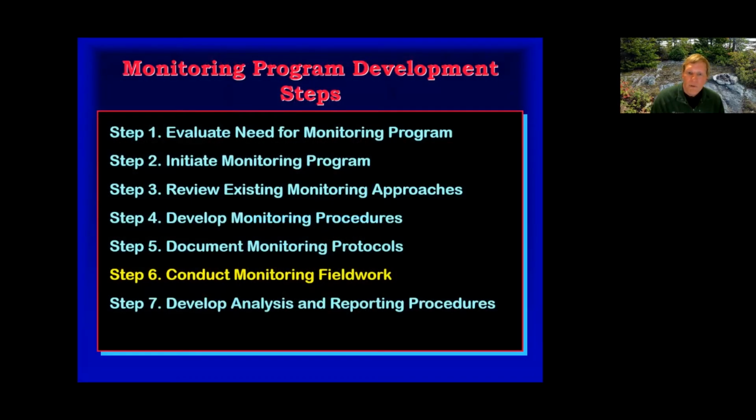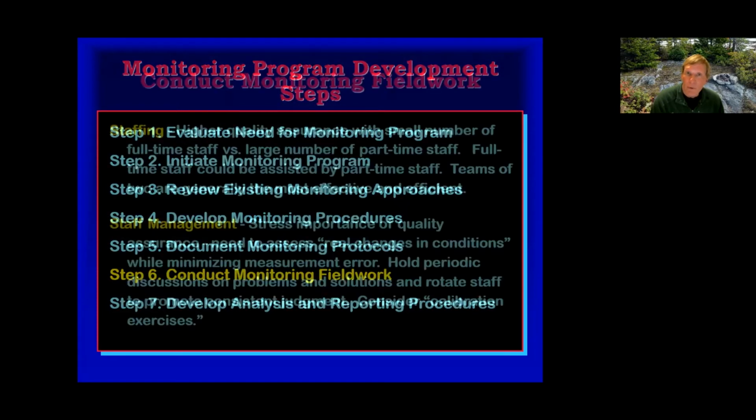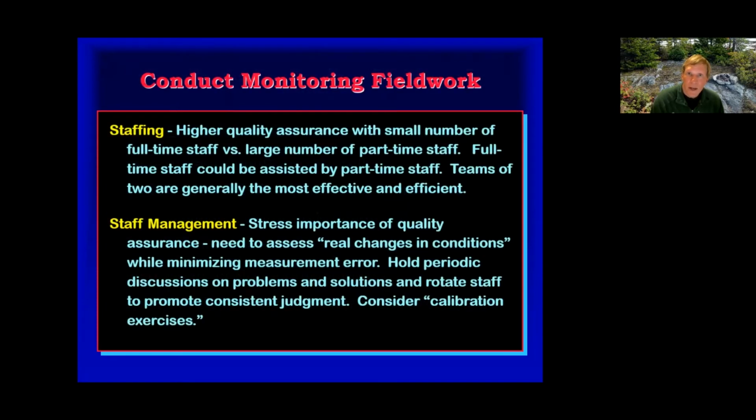anytime. Step 6, conduct the monitoring field work. There's some issues there that are pretty important. Staffing, as I said, in most cases, we're talking about college kids that are working seasonally. Sometimes it might be full-time employees collecting data, and other times it could even be a trail club volunteer. But I want to emphasize that it is always better to have a small number of staff doing this work full-time as compared to a large number of staff doing the monitoring assessments as a collateral duty. In my experience, the collateral duty just doesn't work.